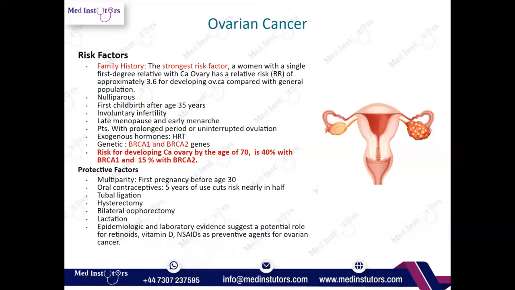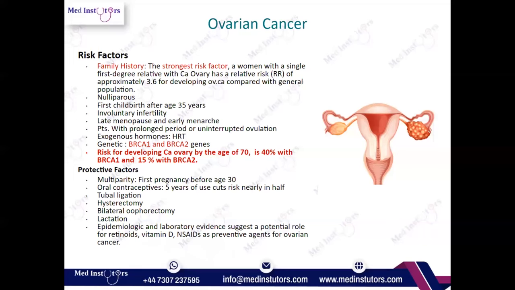Now let's have a look at protective factors. Multiparity, yes, if a female goes through pregnancy again and again, that means she's getting gaps, like 9 months, from ovulation. So that's a protective factor. Oral contraceptives, why? Because oral contraceptives lead to anovulation. No egg, no epithelial damage, no risk for ovarian cancer. Tubal ligation, hysterectomy, bilateral oophorectomy: no ovaries, no cancer.